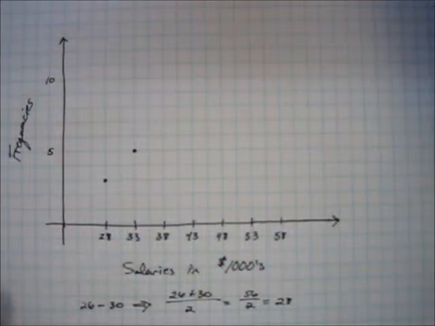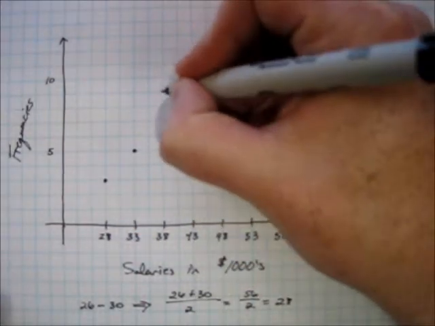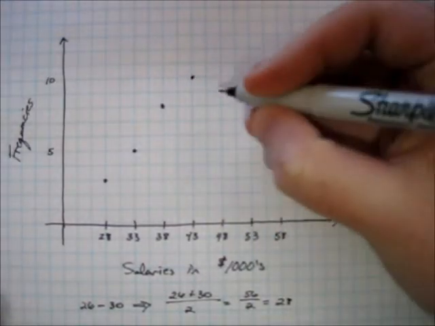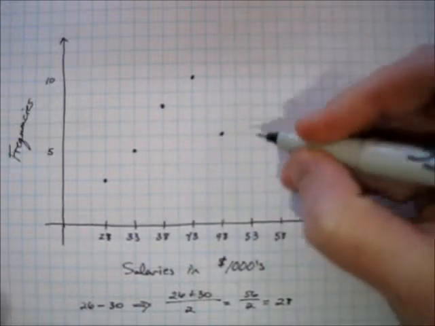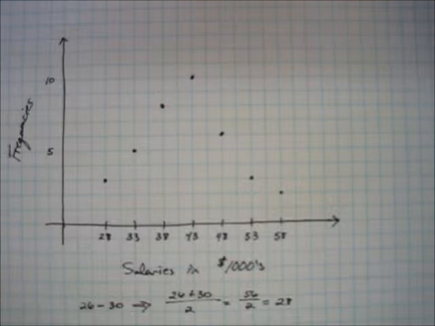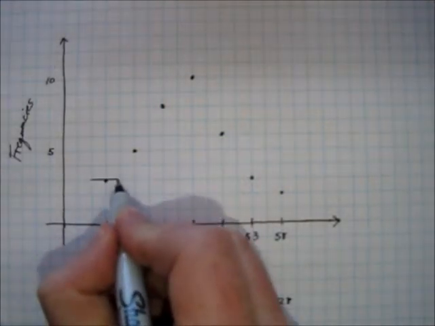The third class had 8 people in it, and then 10 people, 6, 3, and 2.